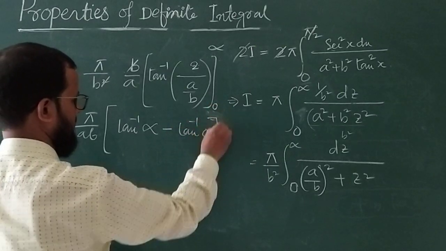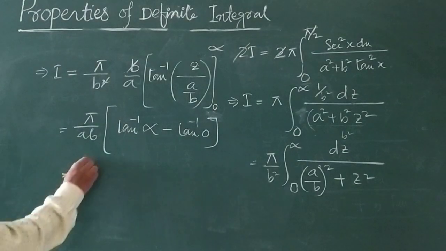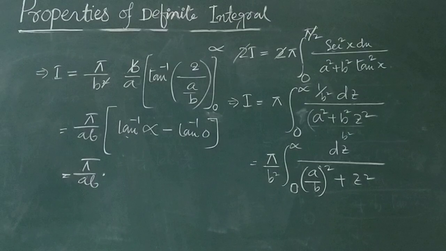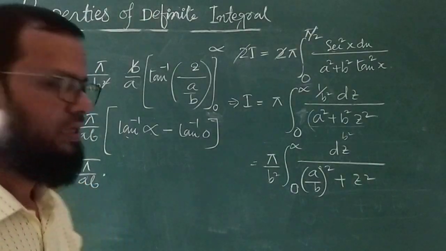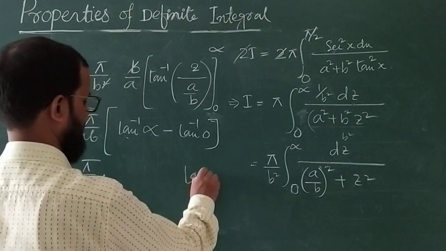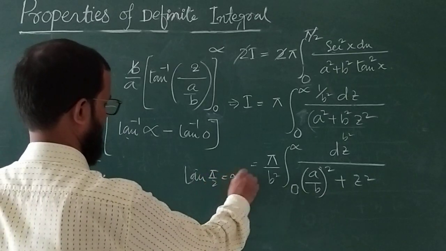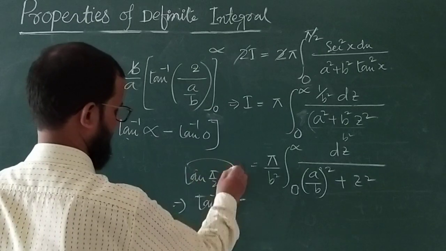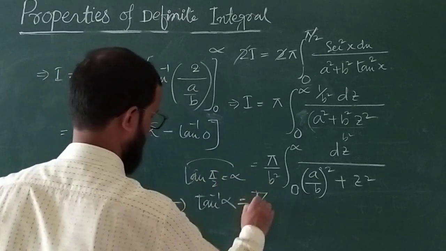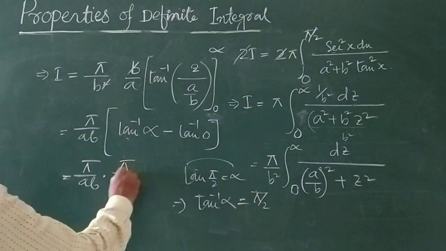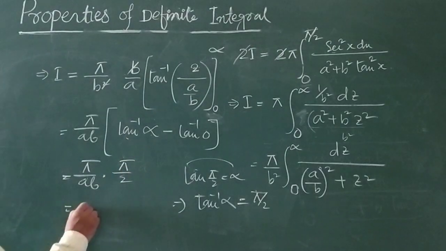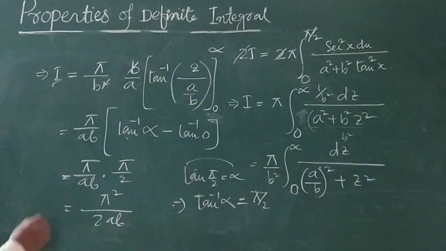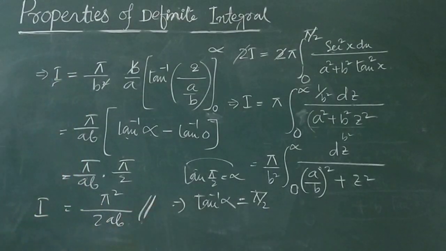So finally π/ab times tan inverse infinity. What is the angle whose tan is infinity? We know tan π/2 equals infinity, as we already saw. So tan inverse infinity is π/2, and we can write π/2. So finally what we get is π square by twice ab. So this is your I, finally I is equal to this result.